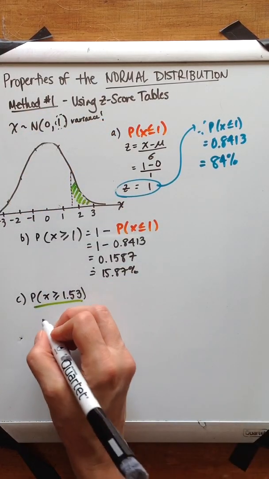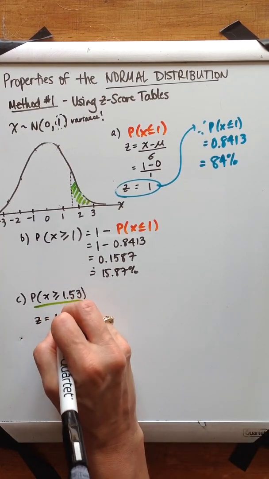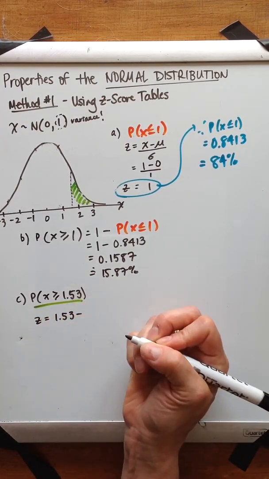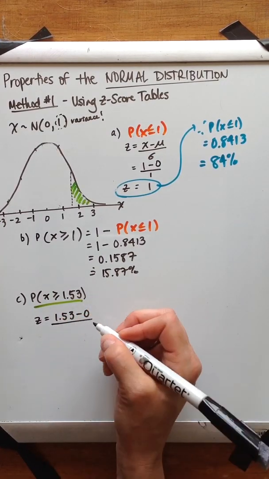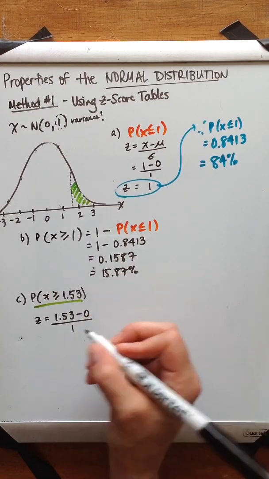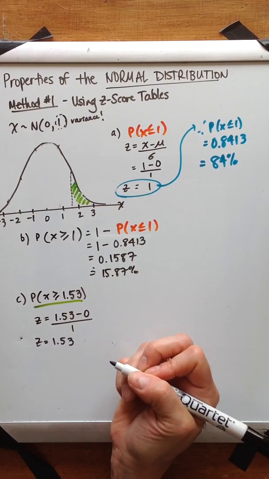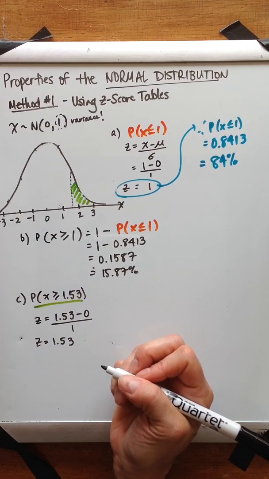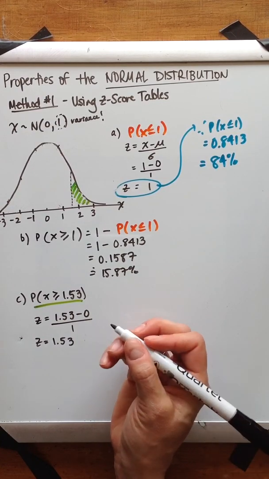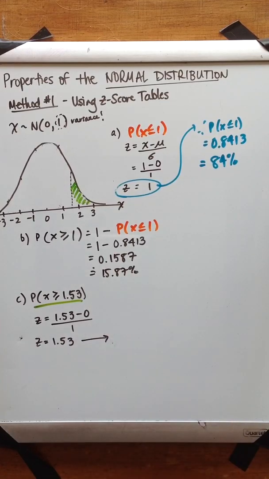So let's begin by finding out what is the z-score in this scenario. The x value is 1.53. We subtract the mean, which is 0, and we divide by the standard deviation, which is still 1. So we end up with a z-score of 1.53. Okay, so I want to convert that into a probability. I'm going to do that using the z-score chart.